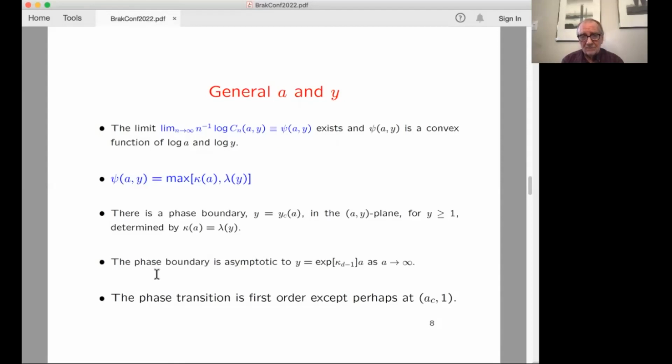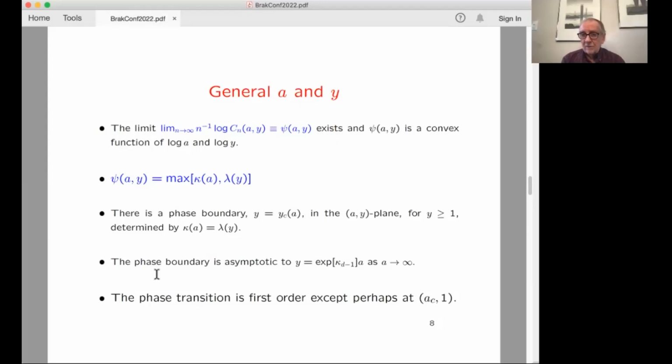Now, a result which most physicists would regard as being the expected result, turns out that psi of a, y is the maximum of kappa of a and lambda of y. It's not that easy to prove. You have to do some work to prove it, but that's what turns out to be the situation. So if kappa of a is bigger than lambda of y, it means that the walk is in an adsorbed phase. If lambda of y is bigger than kappa of a, it means that it's in this ballistic phase, at least when a is bigger than ac and y is bigger than 1.